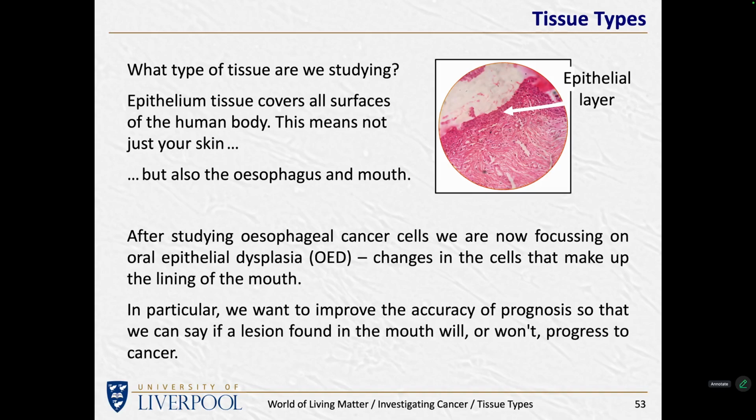And the question is, we want to improve the accuracy of prognosis so that if we see something abnormal in the mouth, for instance, a small white patch, a small lesion, what we want to know is, is that a problem? Will it or won't it progress to cancer?